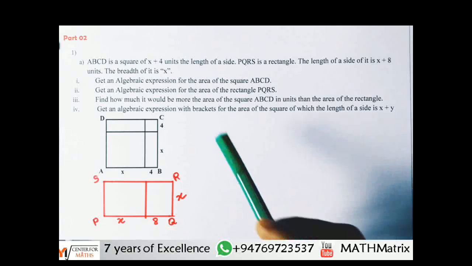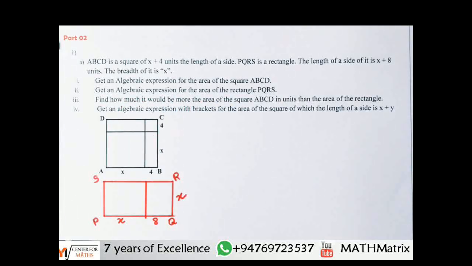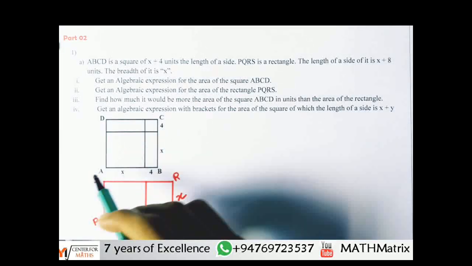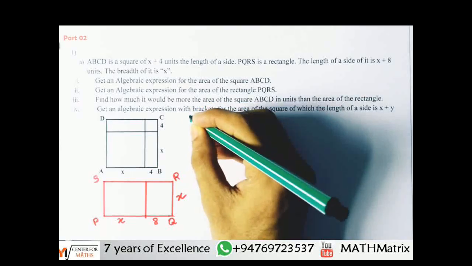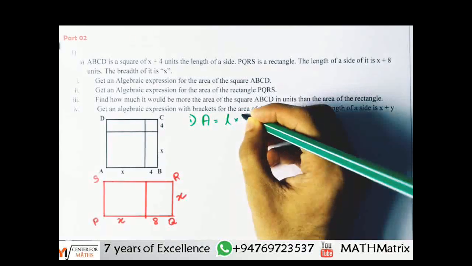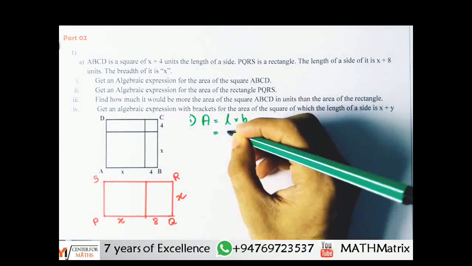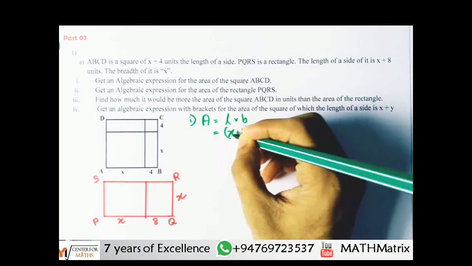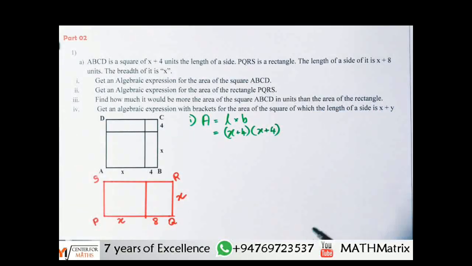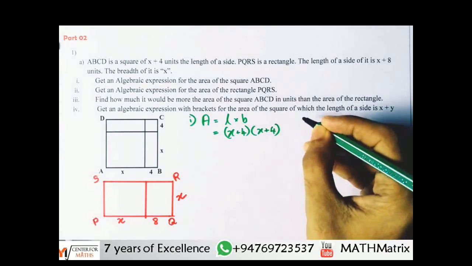Okay, so the first question: get an algebraic expression for the area of the square ABCD. So they are asking us to get an expression for the area of the square ABCD. What's the formula for the area of a square? It's length into breadth, and both are the same. You can say x plus 4 and here also it's x plus 4. They are asking us only to get an expression, right? They didn't ask us to simplify that.